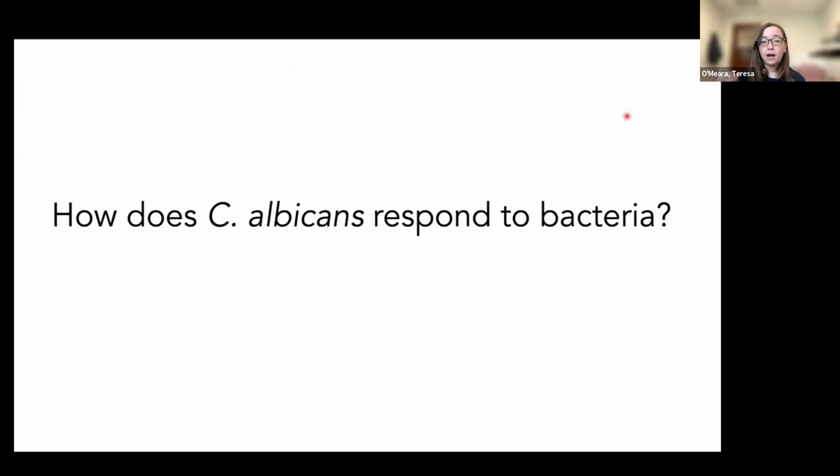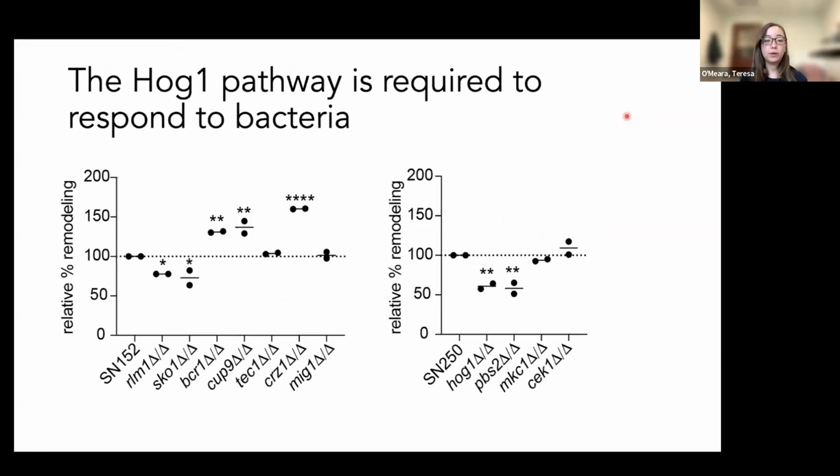We also wanted to understand, how does Candida respond to bacteria? What pathways is it using? So we did a limited screen of transcription factors and kinase mutants to identify who doesn't respond or who over-responds to co-incubation with E. coli. And consistently, we saw that the HOG1 cascade is required. So deletion of HOG1 and its upstream kinase PBS2 gives mutants that are unable to remodel to the same level as their parental strain. And the SKO1 transcription factor that's downstream of HOG1 is also unable to remodel.